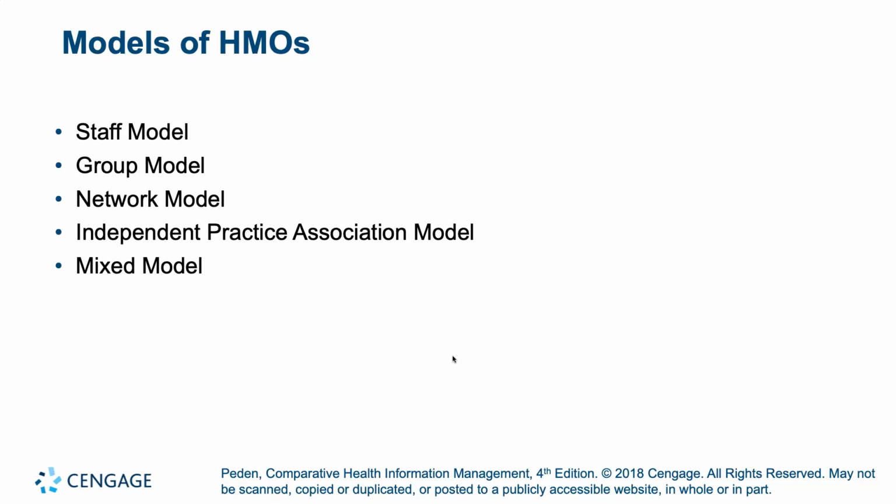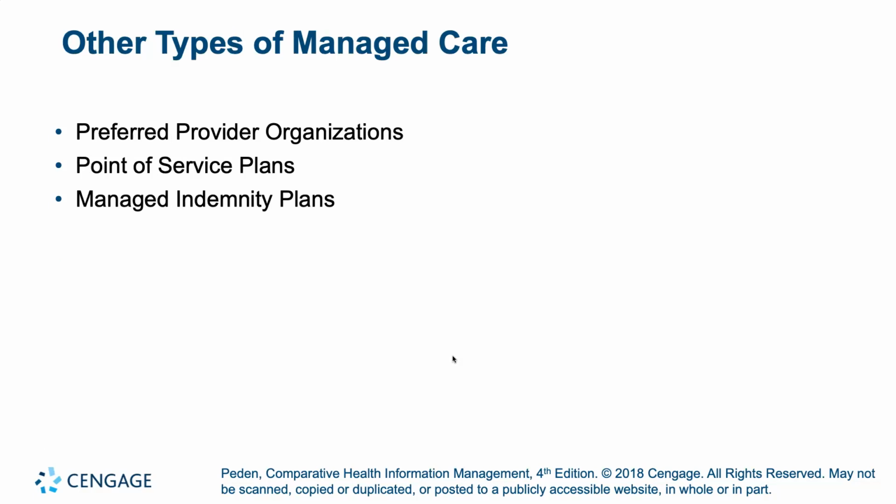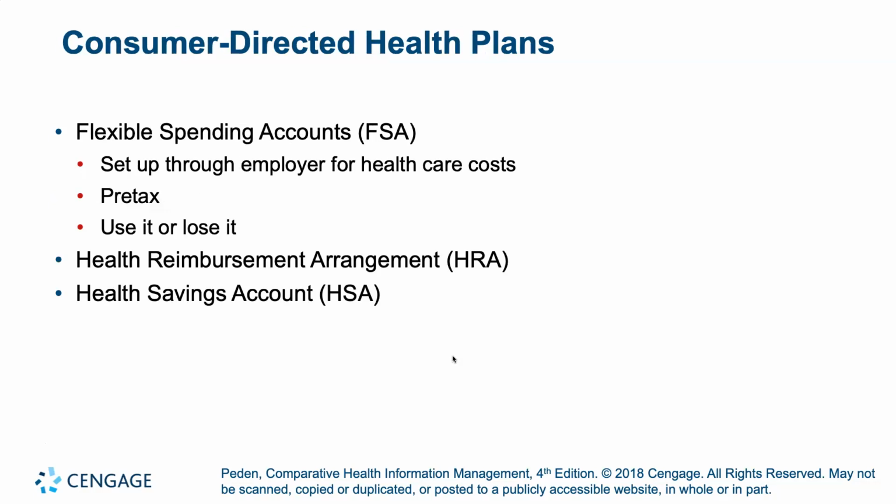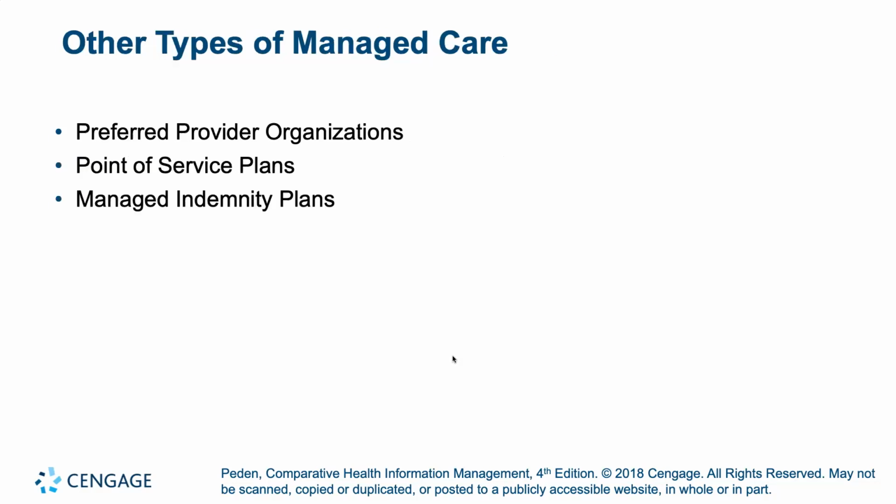There are different types of HMOs. There's a staff model, a group model, a network model, an independent practice association model, and a mixed model. Your book will go through these, so I would definitely make sure you read through your textbook for all of this. There are also different types of managed care called PPOs, POSs, and the managed indemnity plans. Those are similar but with different twists, and very similar to HMOs.